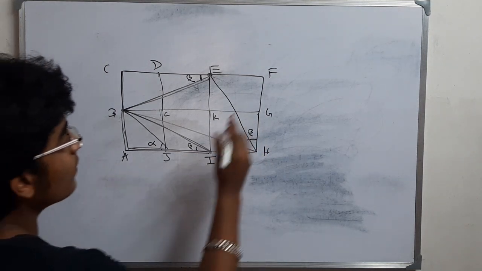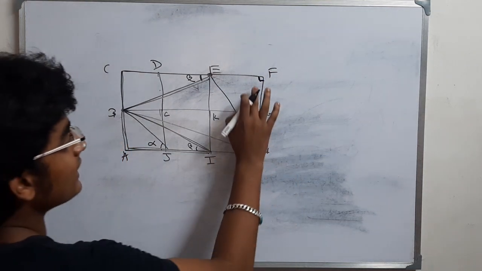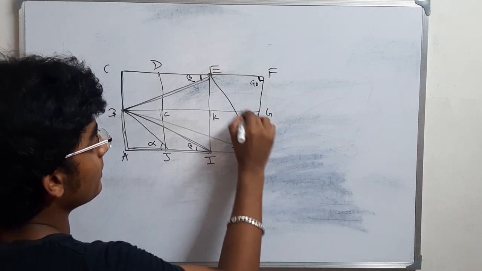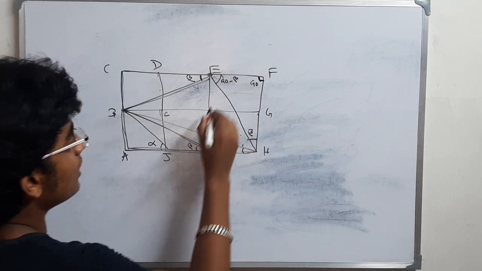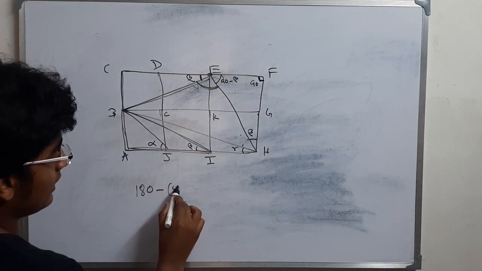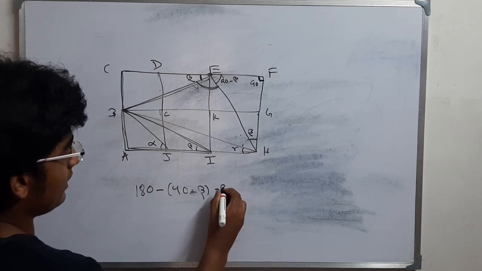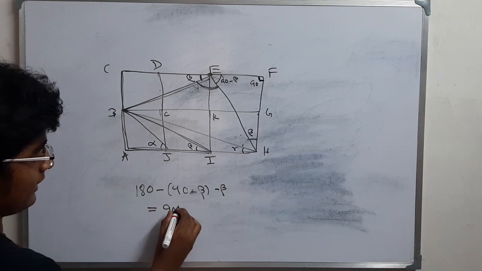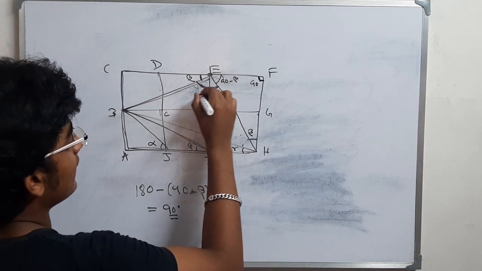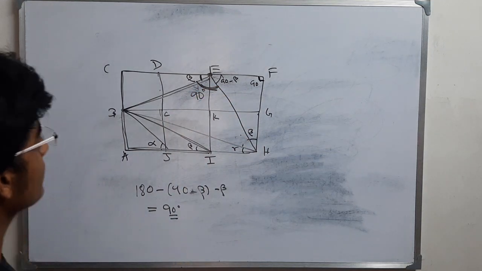Now, what is this? This angle is 90 degrees, and this is beta, so this is 90 minus beta. So this angle is 180 minus the sum of 90 minus beta and beta, which is 90 degrees itself. So we can easily say that this angle is 90 degrees.